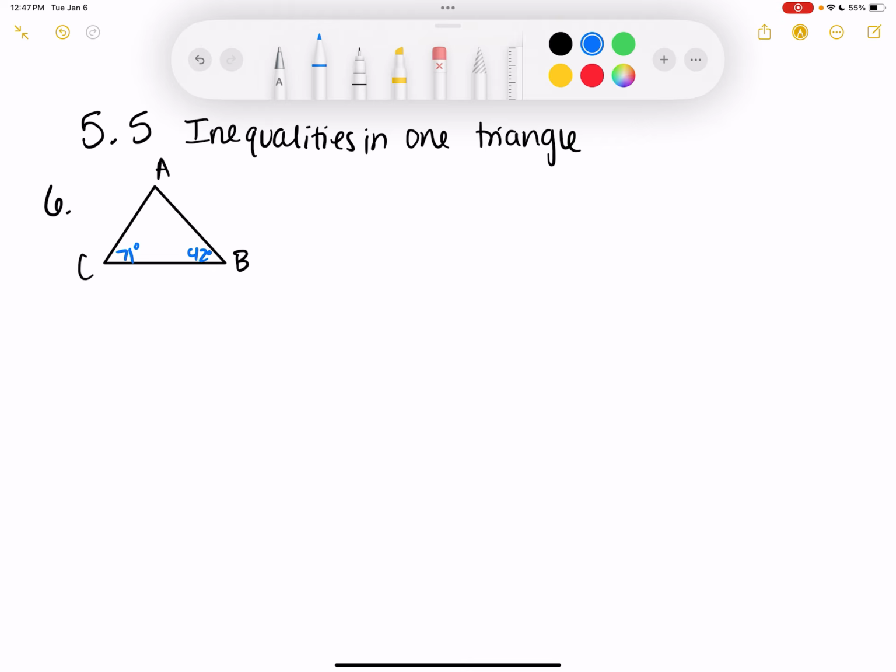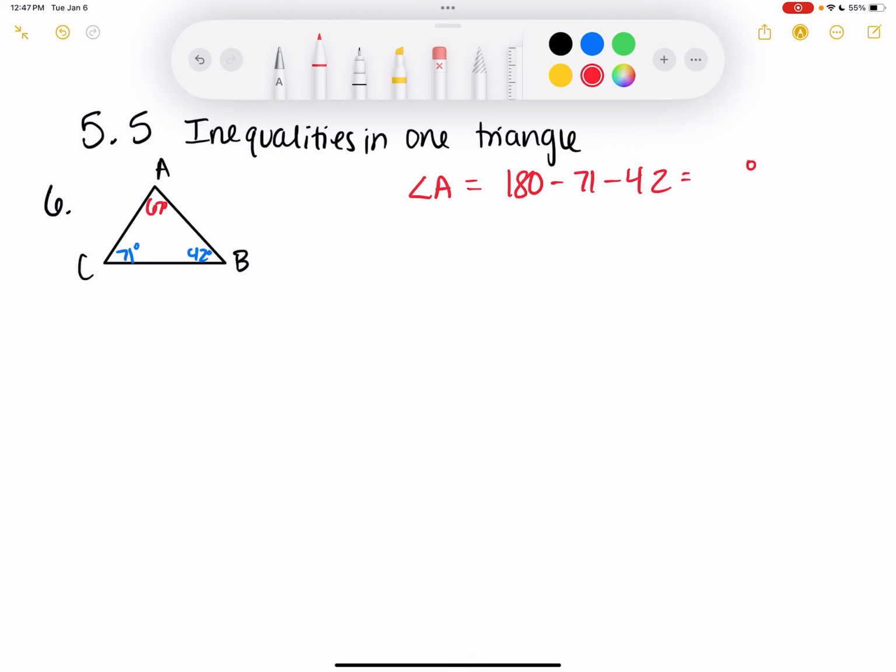So this is the kind that I was talking about. We can't just assume that the only angles that they gave us are the ones that we need. So we need to find the third angle. So how do we go about doing that? Add 71 and 42 and subtract whatever they answer from 180. So 180 minus 71 minus 42. And that ends up giving us 67. All right, 67 degrees is that one.